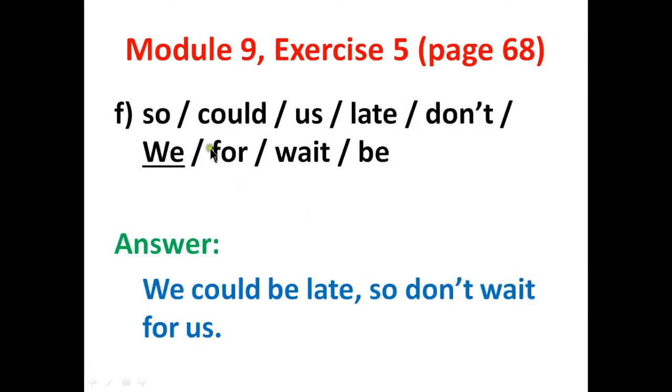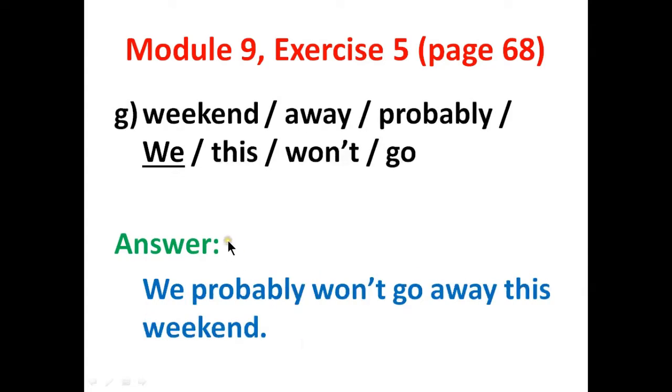F. So, could, us, late, don't, we, for, wait, we. Now here we has been underlined, so it means the new sentence will start with the word we. Okay, that is a subject pronoun. We could be late, so don't wait for us. That is your answer.